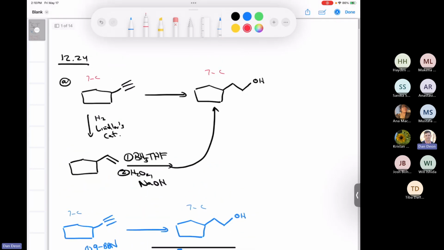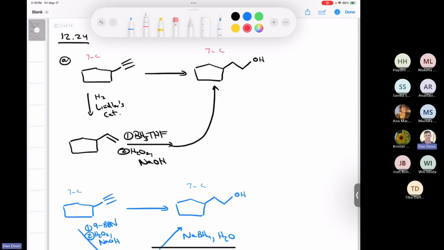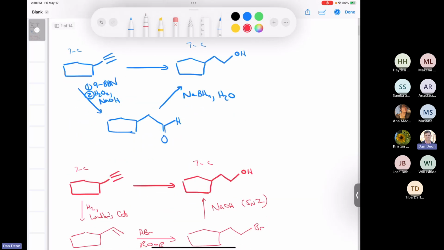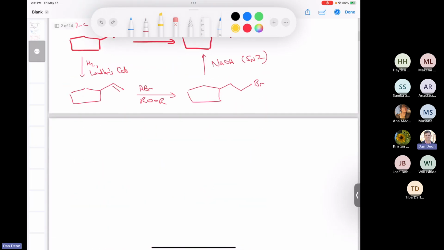I wouldn't say that any one is better than the others. I'd say the first 2 are 3 steps, the last one's 4 steps, but that's comparable enough that there's no big difference between any of them. So yeah, I would accept all of these. The thing I like about this one is you get to use a reaction that we just learned in this chapter. So there you go, 3 different ways to do that one. All right, let's try the next one.